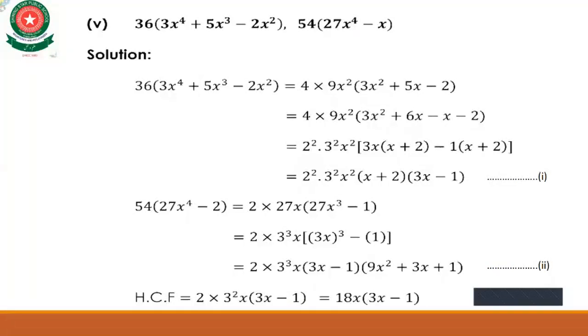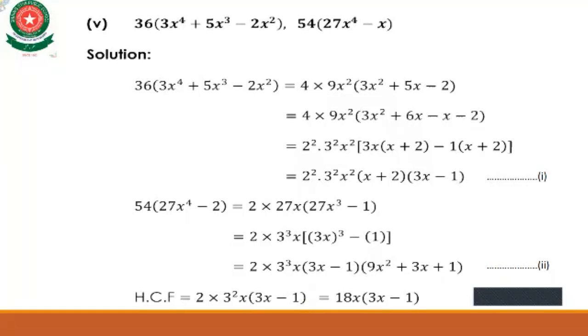4 into 9 into x square, you can write 5x as 6x minus x. Taking 3x common, the remaining will be x plus 2. Taking minus 1 common, the remaining will be x plus 2. Because we have taken minus 1 common, the sign will also change in the inner term.